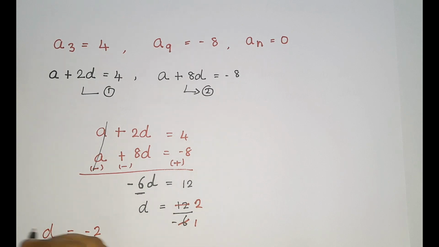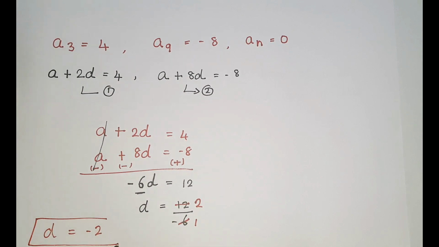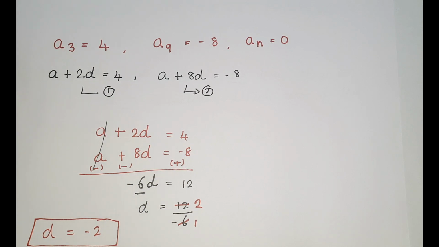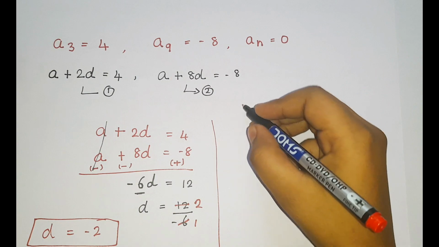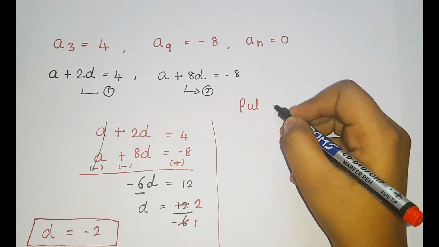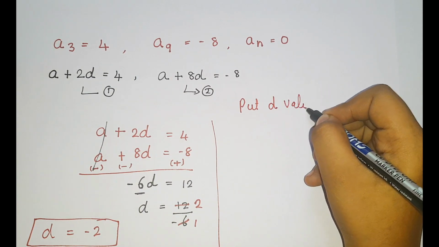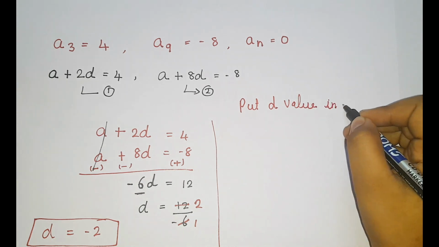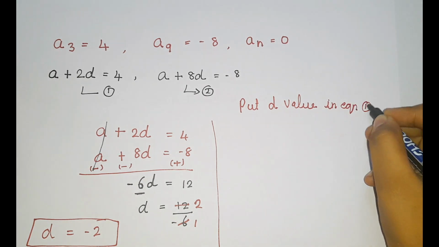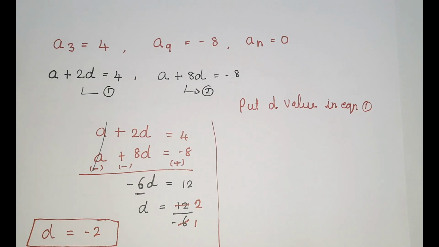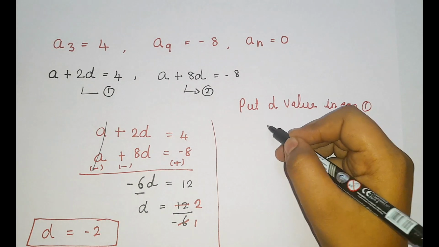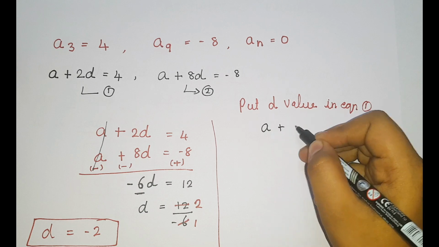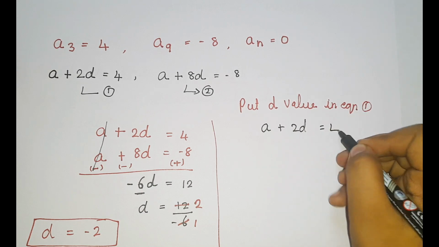This minus will go to the numerator. Now we know the d value. So I'll just solve it here. We are going to put the d value in equation 1. What is equation number 1? Equation number 1 is a plus 2d is equal to 4.